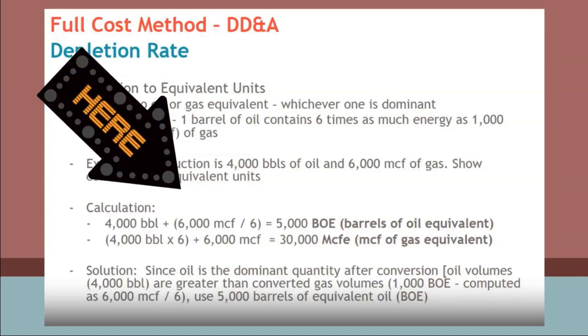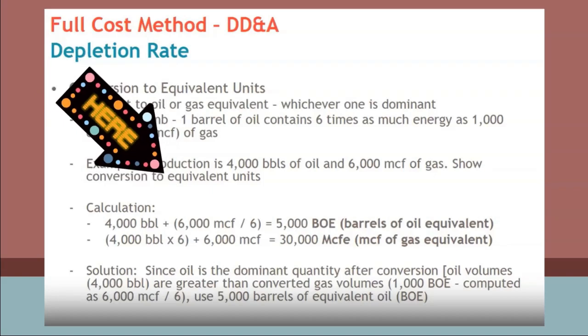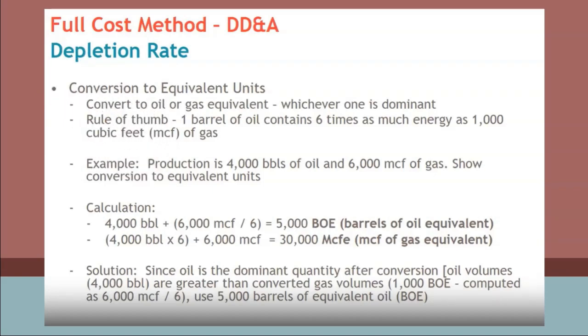Here's an example. Production is 4,000 barrels of oil and 6,000 MCF of gas. Show the conversion to equivalent units. Offhand, it looks like we have more MCFs of gas than we do barrels of oil, but we need to convert those MCFs of gas to a BOE, barrel of oil equivalent, before we can compare apples to apples. Or vice versa. It looks like we have fewer barrels of oil than MCFs of gas, so perhaps MCF of gas is the dominant unit. We would know that by converting the barrels to MCFE.